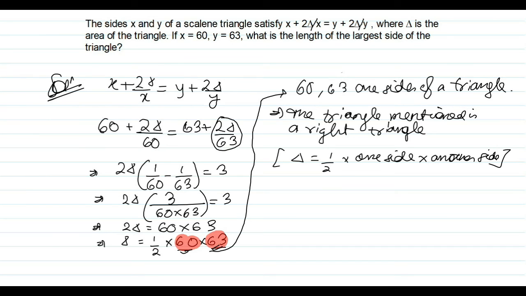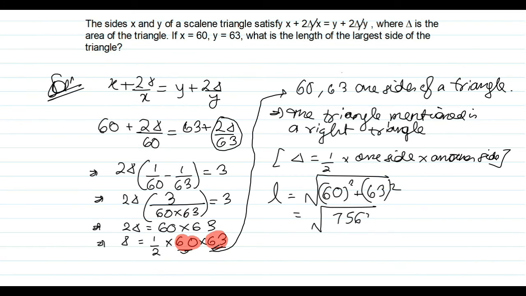So the length of the largest side, which will be the hypotenuse, and I call that L, is root over 60 square plus 63 square, which is nothing but equal to root over 7569, which is equal to 87. And that's the answer. So I told you that it was a deceptively simple problem. Initially it looked daunting, but this little analysis over here was the need of the hour. Right? So now let us go on to the last problem for today.